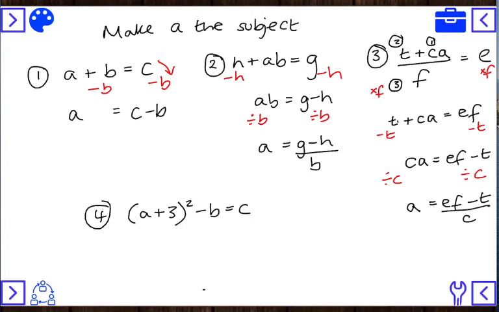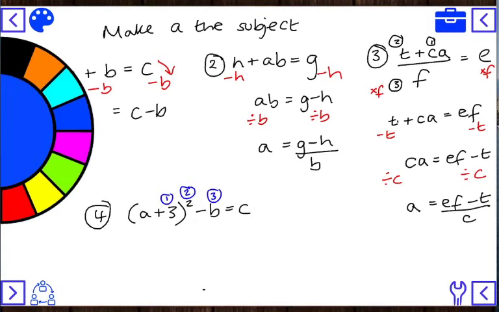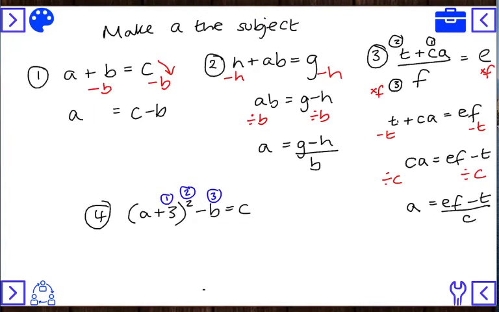Now, question 4 must be the I hate you question, because it is quite a difficult one, and there are loads of steps to undo with this. However, let's break this up. First of all, I was adding 3, so that was step 1. Step 2 is I'm squaring it. Step 3 is that I'm now taking away B, and then I get C. So doing it in the same fashion as what we did before, I now need to undo each of those steps. So undoing step 3, instead of taking away B, I'm going to add on B.